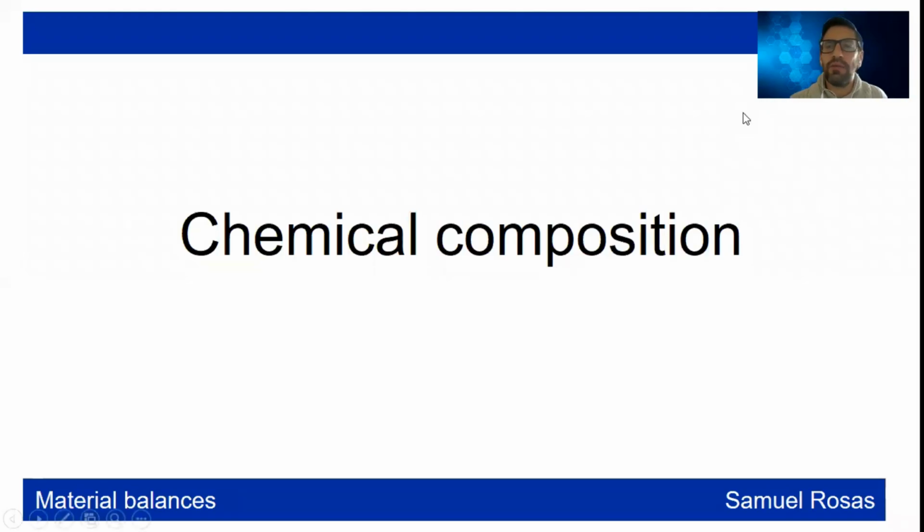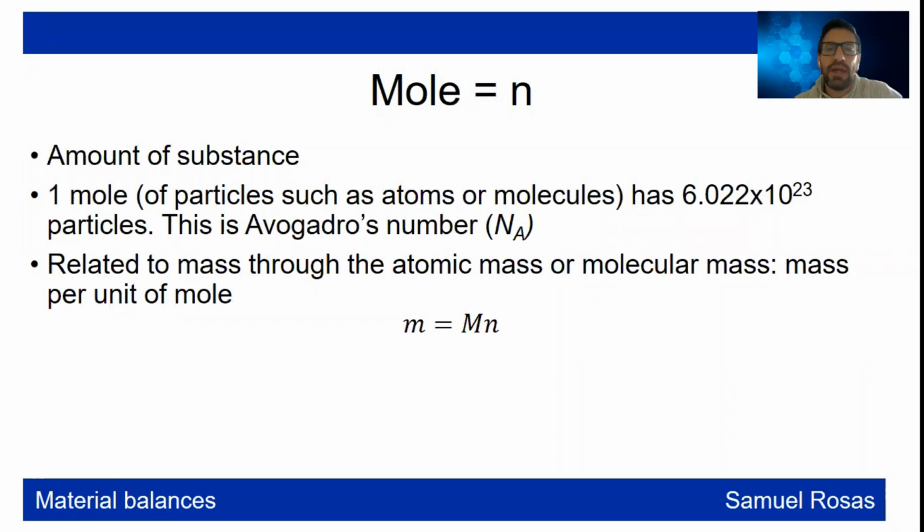So welcome back, and right now we're going to be talking about chemical composition. Let's remember that a mole, which is denoted by letter N, is the amount of substance, and 1 mole of any particle, such as an atom or molecule, has 6.022 times 10 to the 23 particles, such that if we say that we have a mole of atoms of oxygen, we have 6.022 times 10 to the 23 atoms of that oxygen, and this is Avogadro's number.